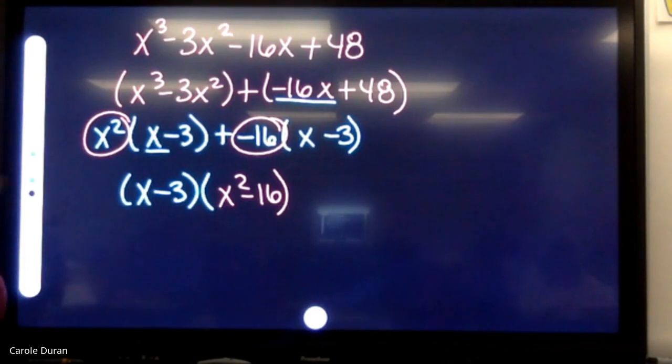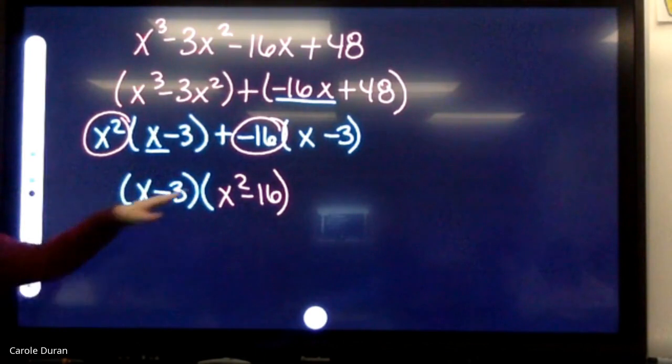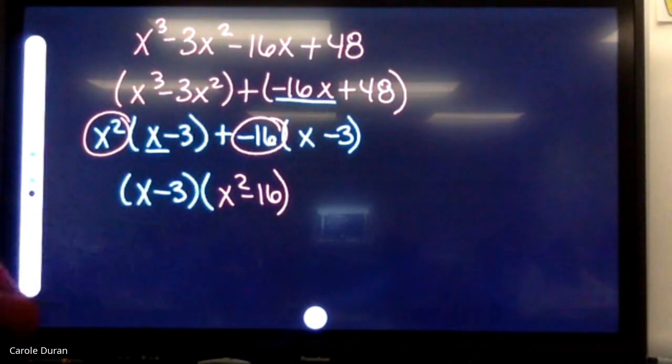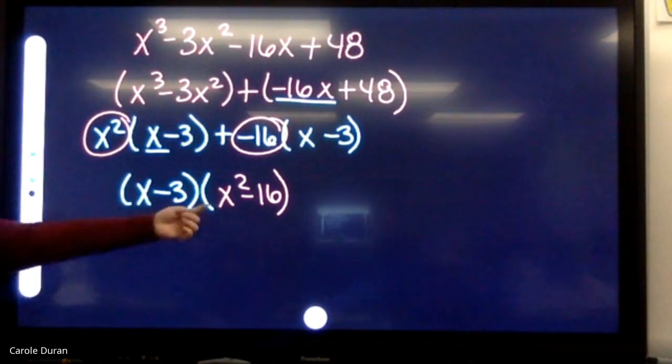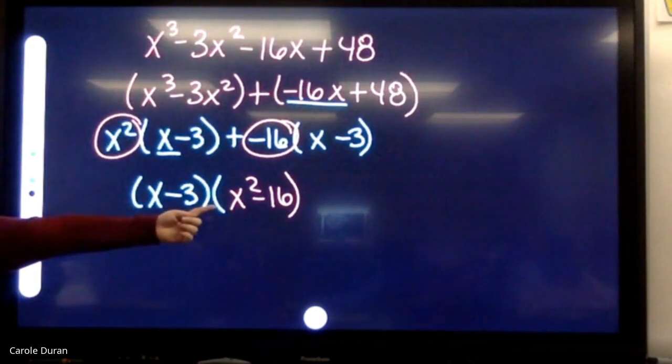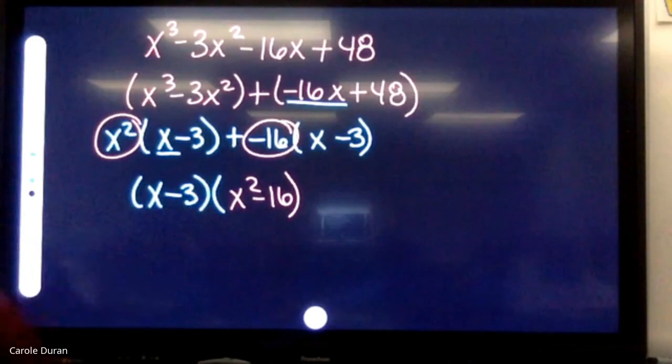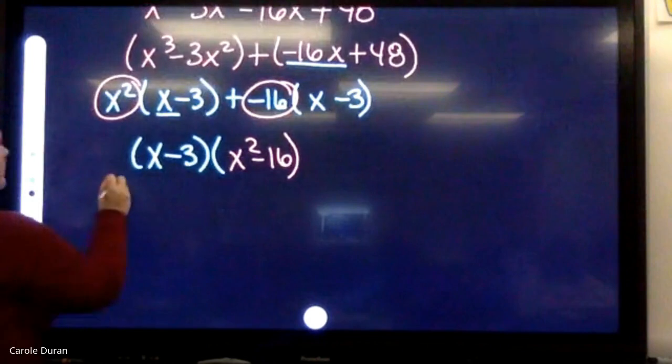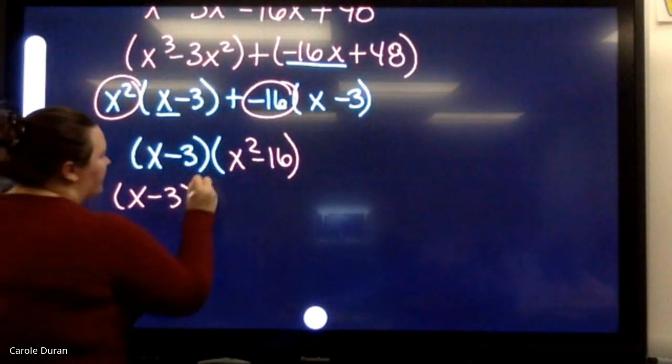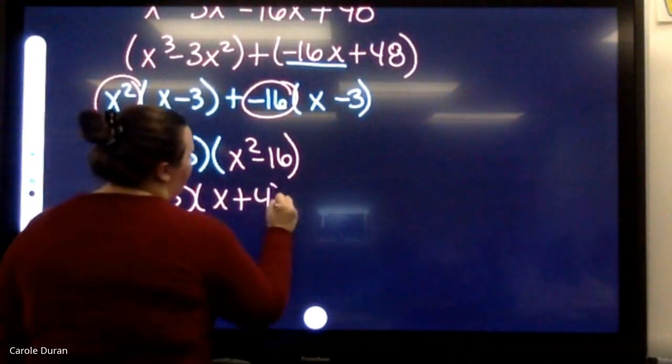Okay, I'm not finished, first of all, because this one's linear, but this one isn't. So I have an exponent here. So I need to see if I can finish factoring it. And I actually can because this is a difference of squares. So what number multiplies by itself to get 16? 4. So this is going to factor into x plus 4, x minus 4, and then I will be finished factoring. So I have x minus 3 times x plus 4, x minus 4.